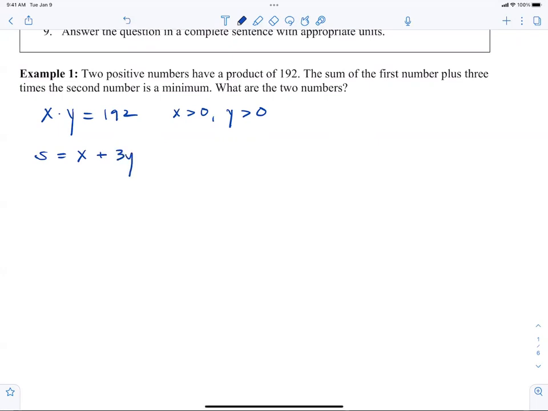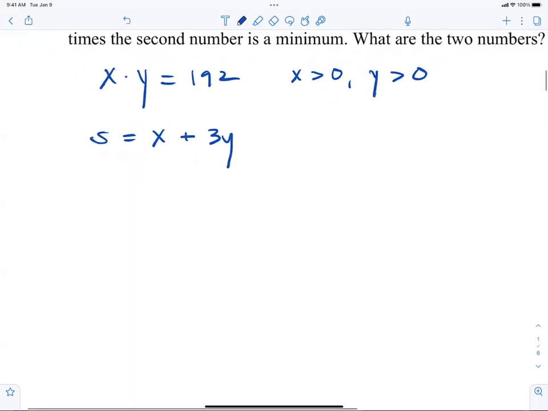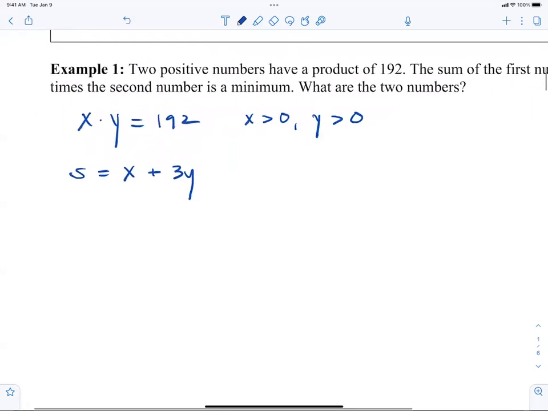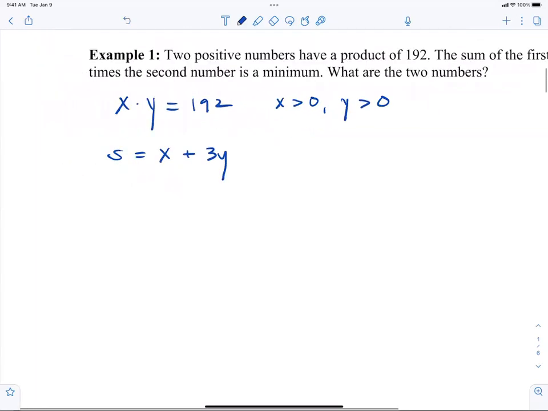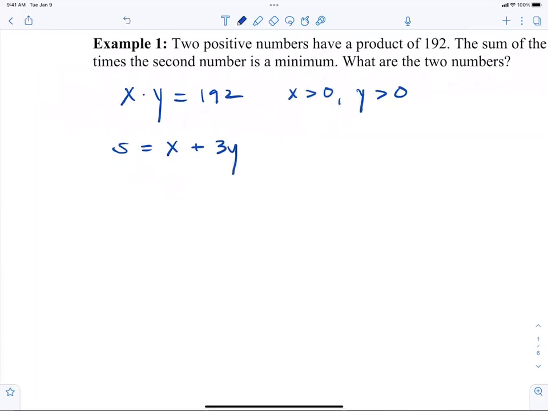You might be having deja vu back to maybe algebra 1, where you had to write an expression that represented a given statement. That was really tough. Now, this sum is a minimum, which means we are trying to minimize S.